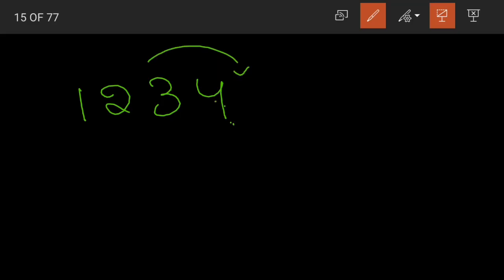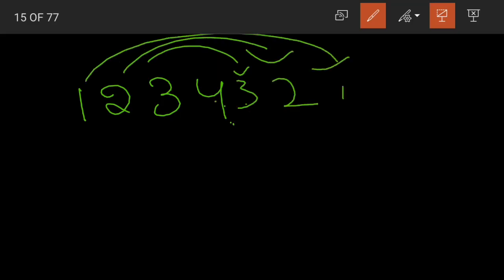See children, what they are doing is, suppose I am writing the numbers 1, 2, 3, 4. I start writing from 1 and I end at 4. After 4, again I will write the reverse: after 4, 3, 2, 1. Clear?